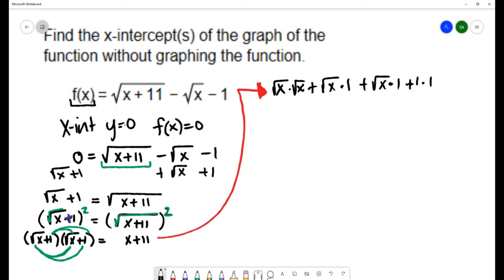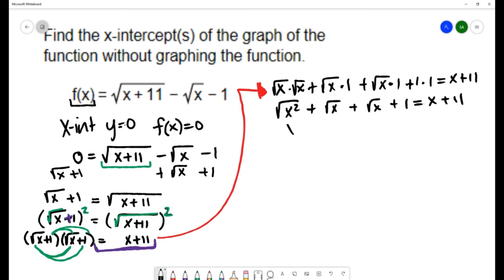So square root of x times square root of x will be square root of x squared. I just forgot to write this whole right-hand side of the equation down, so let me write that down. Equals x plus 11. So square root of x times square root of x is square root of x squared. Square root of x times 1 is square root of x. Square root of x times 1 is square root of x, and 1 times 1 is 1. Square root of x squared is x.